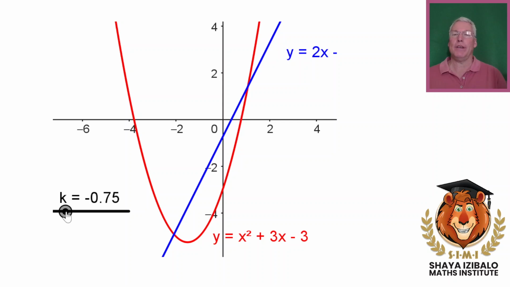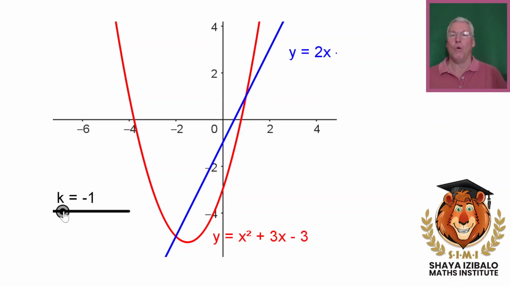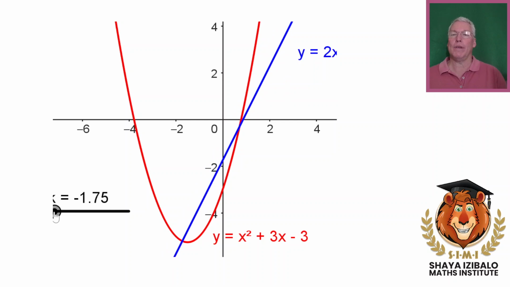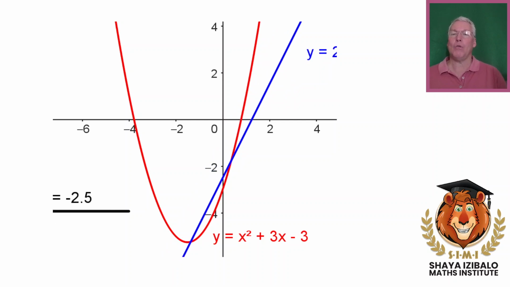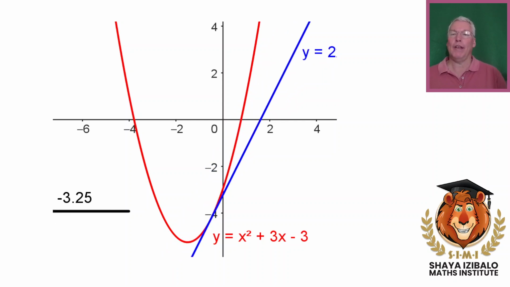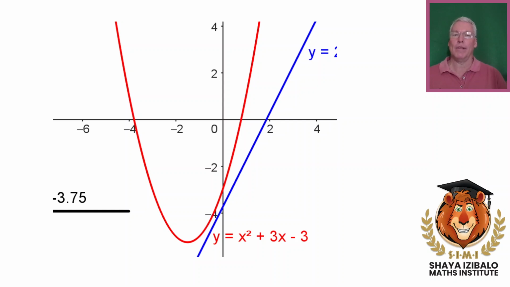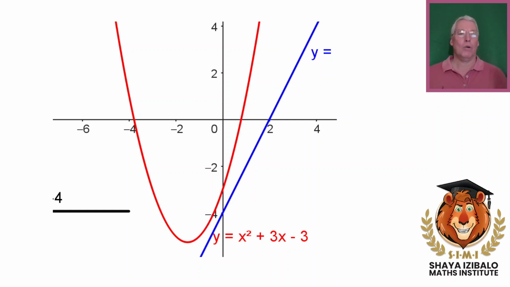Now we've got negative 13 over 4, which is negative 3 1/4. At negative 3 1/4, the graphs just touch one another, right? We actually say that the blue graph is a tangent. But as soon as k becomes less than negative 3 1/4, the graphs miss one another. Okay.